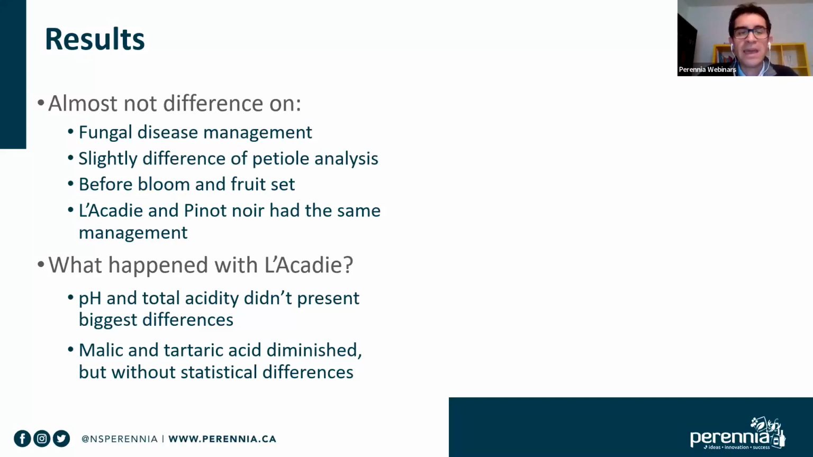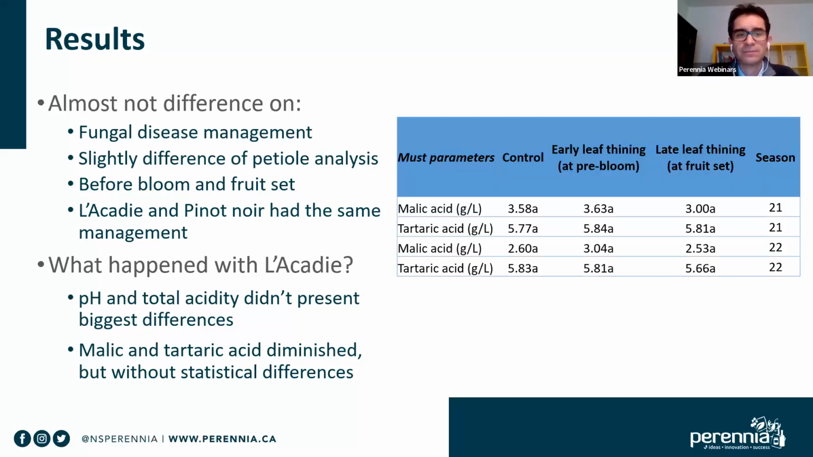Well, we had a pH and total acidity that didn't present a big difference, but malic and tartaric acid diminished, without statistical difference. As you can see, we have the parameters of malic acid and tartaric acid in grams per liter. On the top, you can see the control, the early leaf thinning at pre-bloom and late thinning at fruit set. And on the last column, you can see the difference of 2021 and 2022.